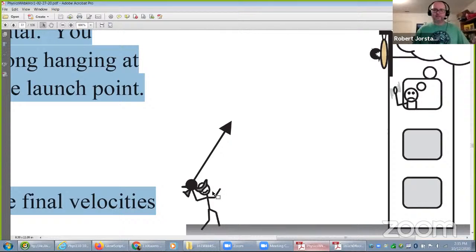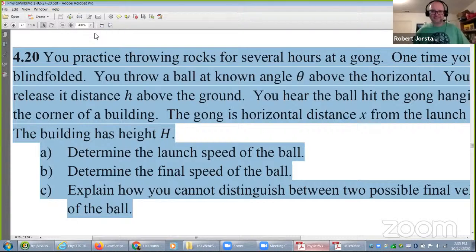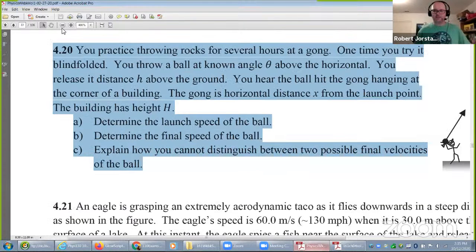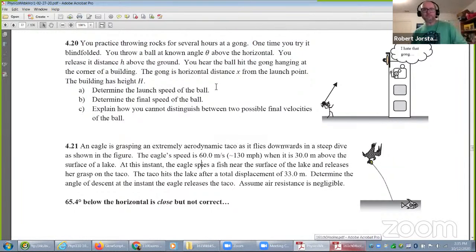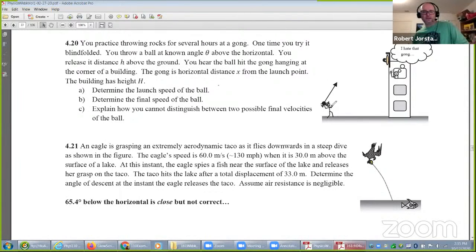So here we are. This person's throwing rocks at a gong all day. That's the point. Let me see what's in the chat there. Oh, good. So let's take a look at it then. If it was hurting your brain, that means maybe I can actually be useful. Let me get it back up on screen. Okay: try it blindfolded. You throw this at some angle above the horizontal. I'll let you guys write it up on your board, I'll write it up on mine, and then we can start talking.